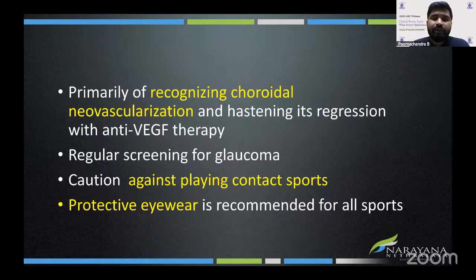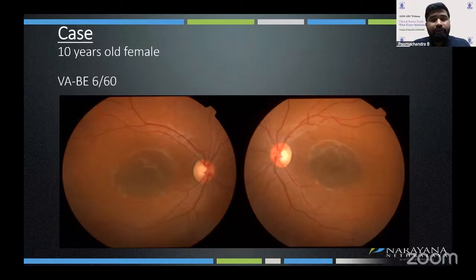So they should be cautioned against playing contact sports and advised to use protective eyewear. These patients are also prone to angle closure glaucoma. In fact, most of the patients in my cohort, I've seen losing vision to glaucoma rather than to the dystrophy per se.